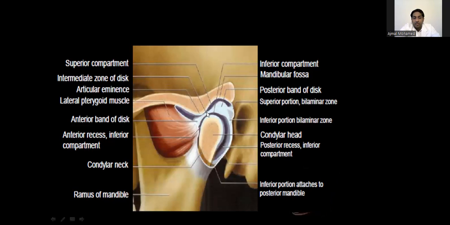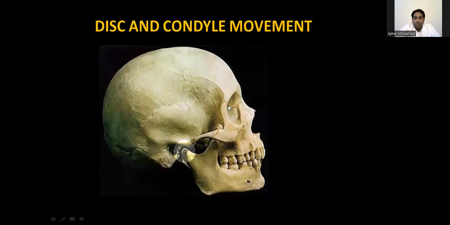The thinner portion is here, and this is the anterior portion. This is the lateral pterygoid muscle. The posterior portion of the disc is attached finally with the retrodiscal pad, or the shock absorber. Now there are different movements of the disc and condyle, so that I can show you later in a small video.